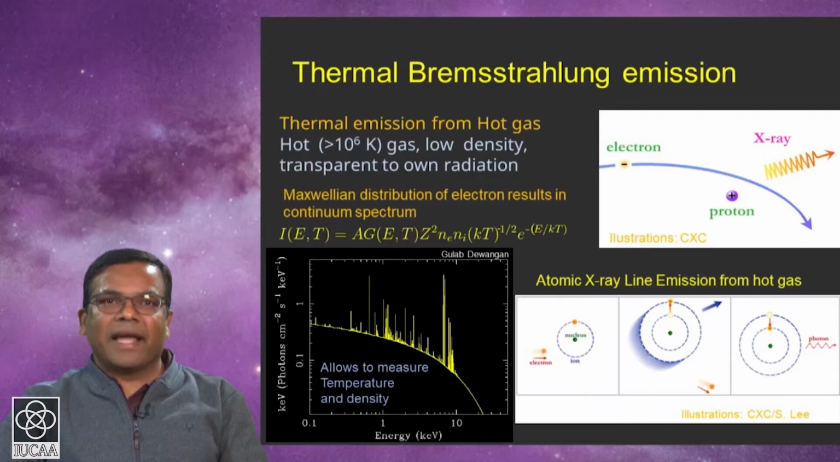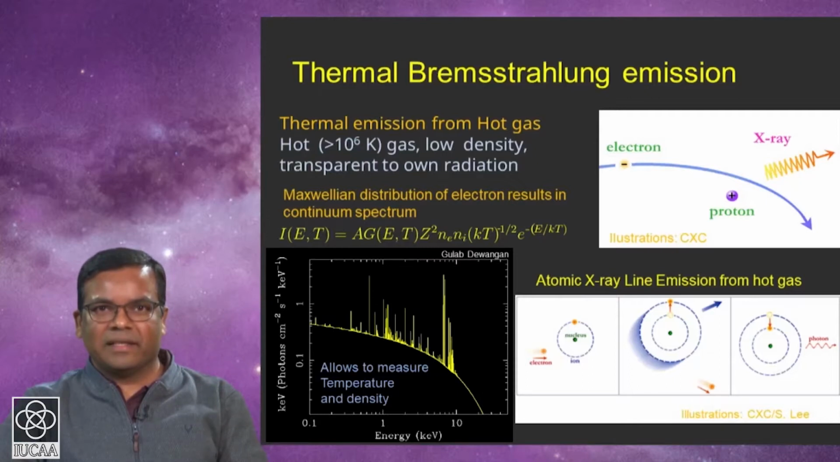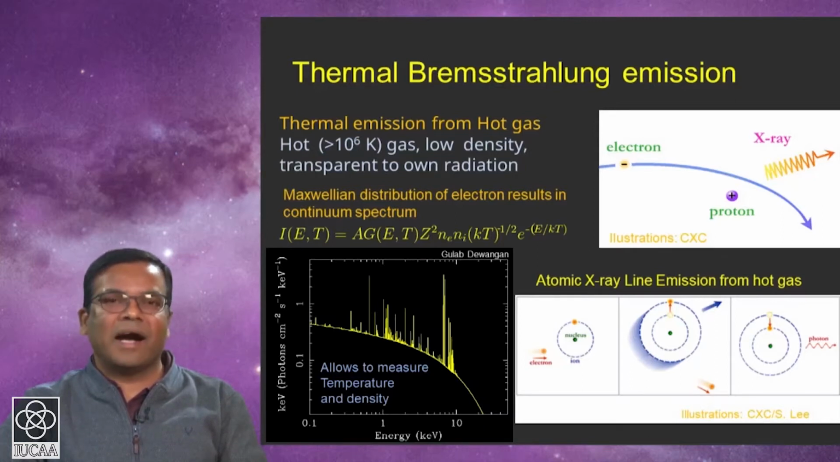In a thermal gas with this kind of temperature, the distribution of electrons is essentially Maxwellian, and this Maxwellian distribution of electrons results in continuum radiation with a characteristic shape which has an exponential cutoff, and this exponential cutoff is determined by the temperature. If the particle energies are high, that means the temperature is high, then the photon energies from the thermal Bremsstrahlung emission are also high. So, if the temperature is high, the spectrum extends to higher energies.